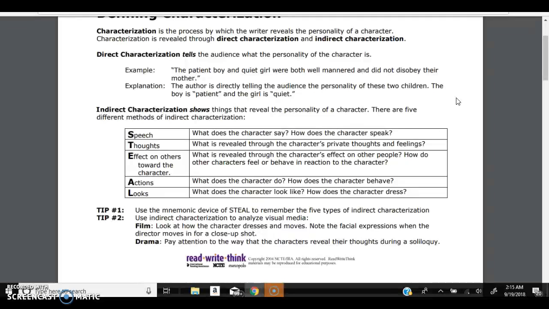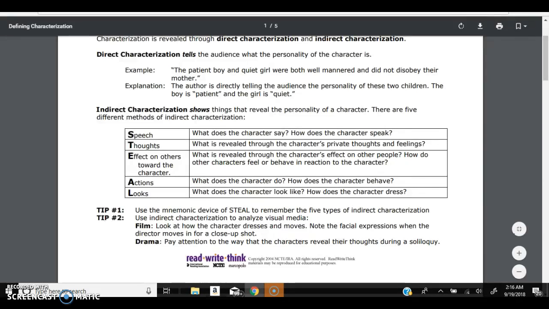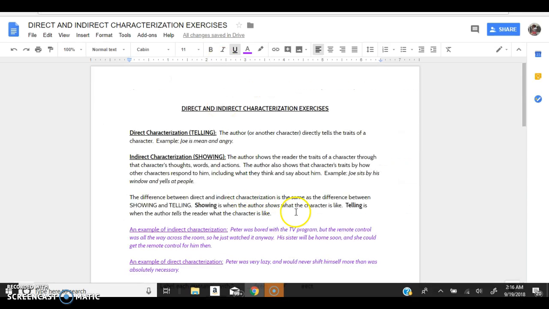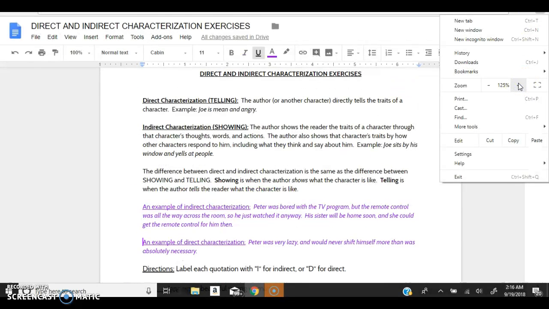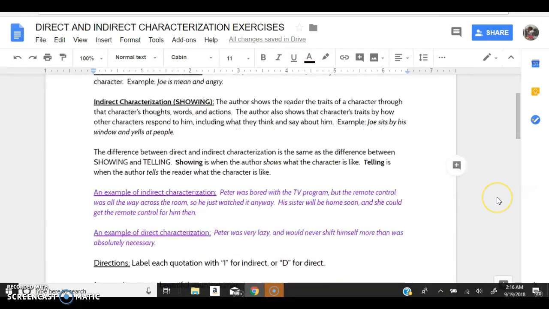Indirect characterization is what you show me through your speech, thoughts, your interactions and impact on others, your actions, and your looks. So let's look at some examples and see if we can figure this out. Remember, direct characterization is telling, and indirect characterization is showing. Let's look at this example and make it a little bit bigger for y'all. Good.